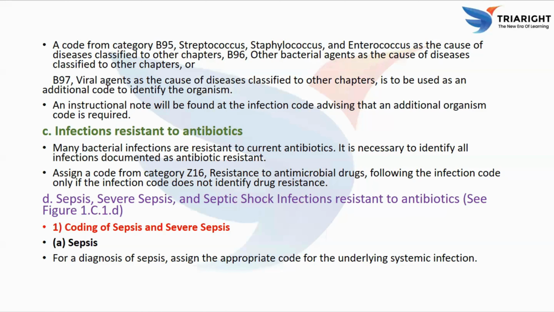So there is another guideline for septic shock. If septic shock is documented, you have to code the infection first, then R65.21 for severe sepsis with septic shock. Then if there are any acute organ dysfunction codes, you can add them.